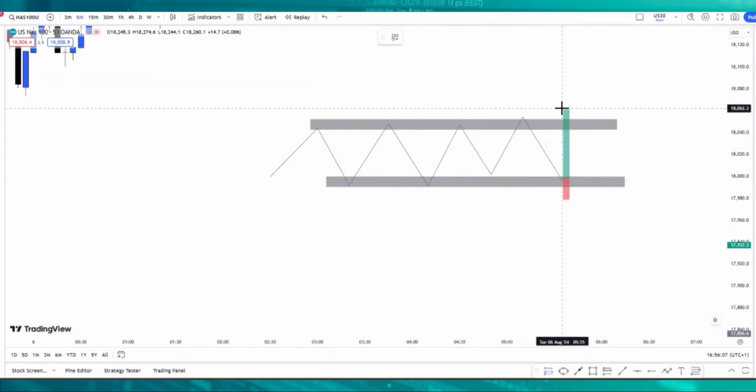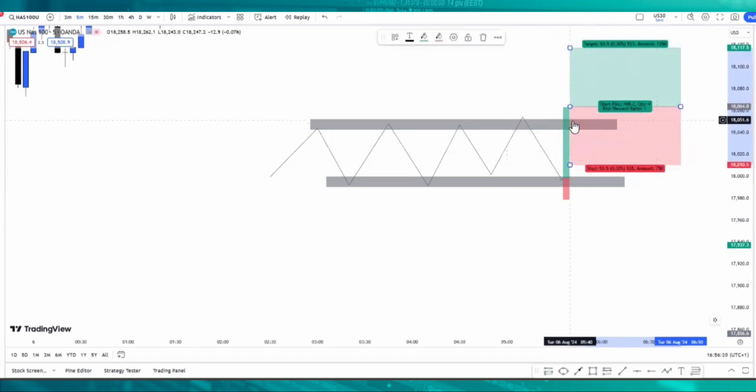All right. You must wait for the market to break your structure and close. That is what we call BOS, break of structure. You must wait for the market to break and close above your structure or below your structure. Then you look to buy.